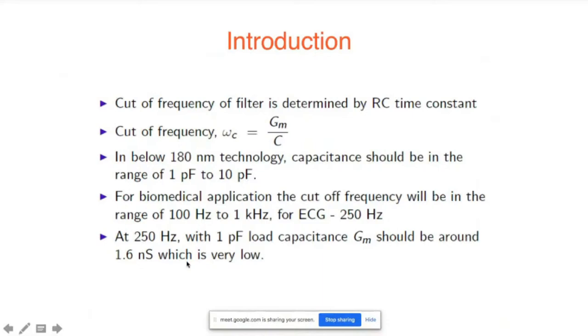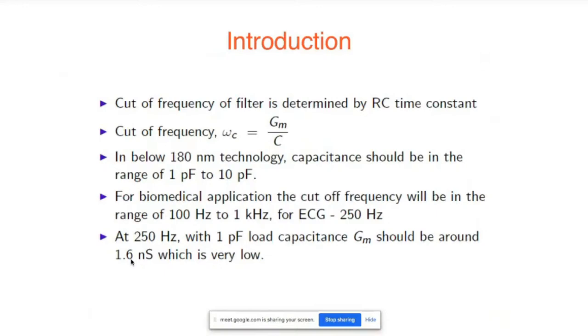That means the Gm cell should be 1.6. If I am able to manage this, then I can get 1 picofarad, because as long as you make the capacitance small, your area will be less. So that is why we need a very small capacitance, so that this 1.6 Gm can be adjusted.